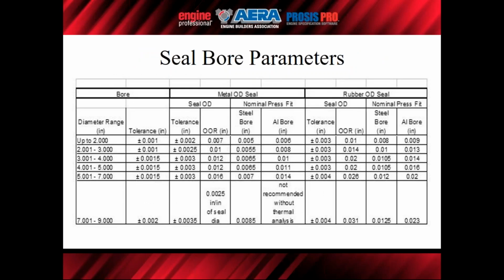Here are some seal bore parameters. This would be your housing. This presentation will be on our home site if you want to look at these slides at a later date and grab some more of this information, or again, give us a buzz or shoot us an email and we'll share this with you. But you'll see, based on the seal type, the housing bores, what the interferences should be in the housing and so forth. As you can see, there's steel bore, aluminum bore, all that information is kind of compiled there.